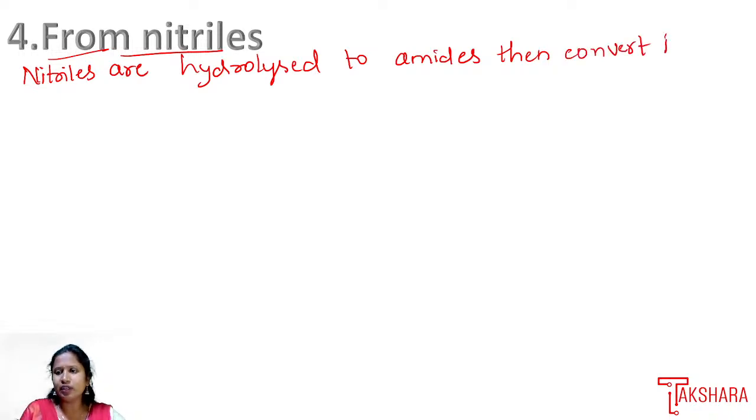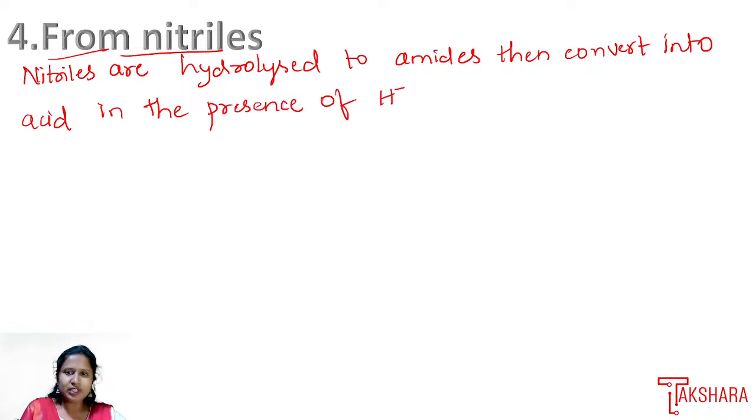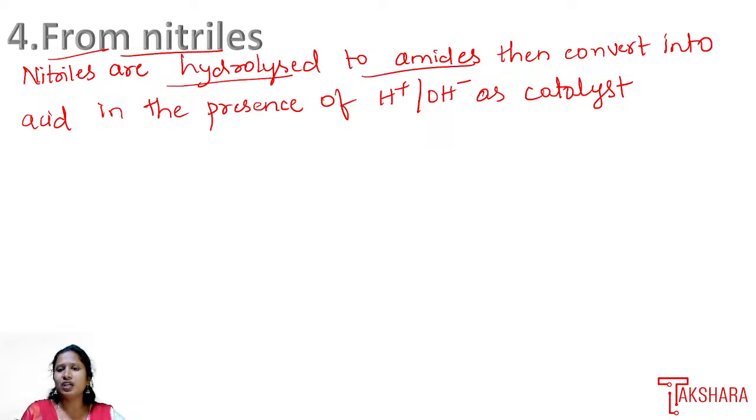Then amides convert into acids. In the presence of what? H plus or OH minus as a catalyst. So here, first nitriles are hydrolyzed and amides are formed, that is the first step. Then amides convert into acids in the presence of H plus or OH minus catalyst.